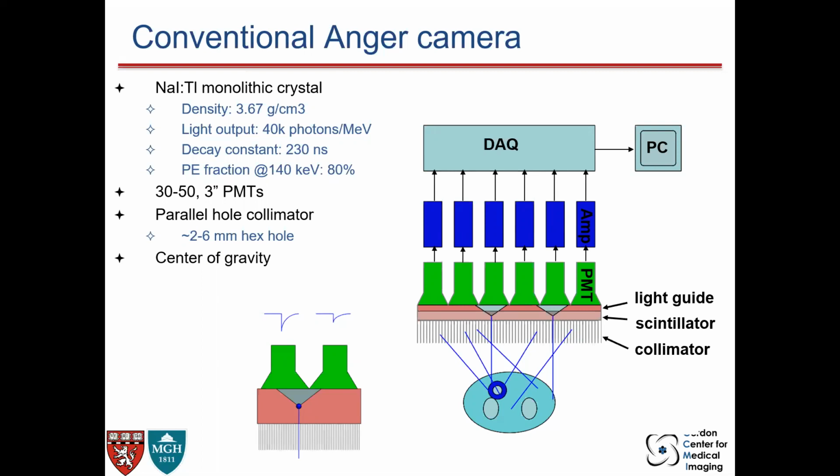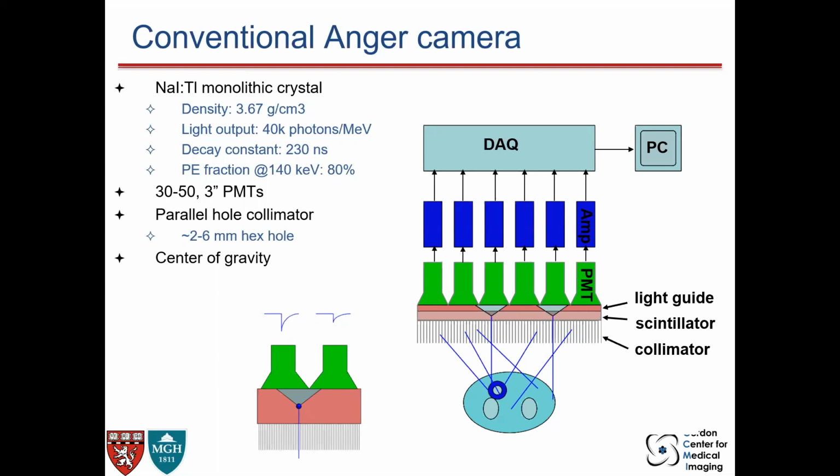Even up to this day, the dual-head gamma cameras typically have between 30 to 50 PMTs, photomultiplier tubes, and typically a parallel hole collimator with hexagonal or square holes, 2 to 6 millimeters in diameter and also in length. How they operate is as follows.